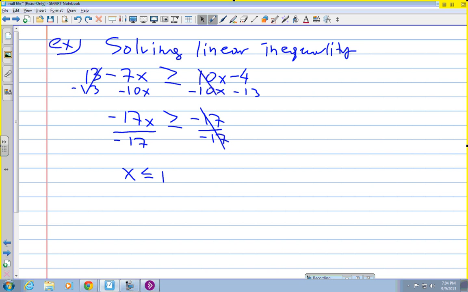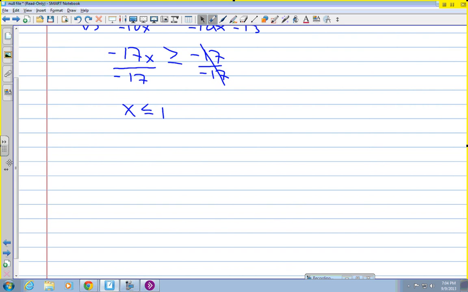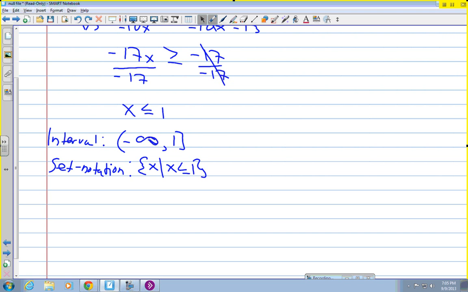Now, expressing your answer. There are multiple ways you can do that, and MyMathLab kind of asks you, do this way, do that way. So there's interval notation. Here it's everything less than 1, including 1. So it's from negative infinity to 1 with a bracket. Okay, so that's the interval notation. Set notation: it's all x's such that x is less than or equal to 1. So that's the set.